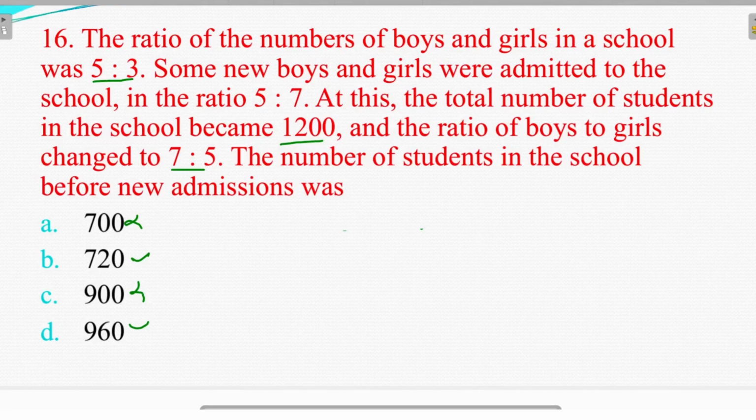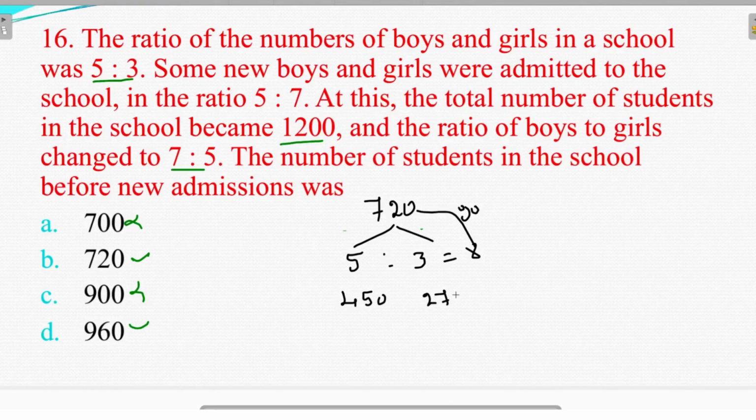The basic method I will tell first. I am assuming 720 as my answer, because initially the student ratio is 5 is to 3. That ratio will be 5 is to 3. 8 parts is equal to 720. 1 part is equal to 90. Then it will be 450, and 9 3s are 270.